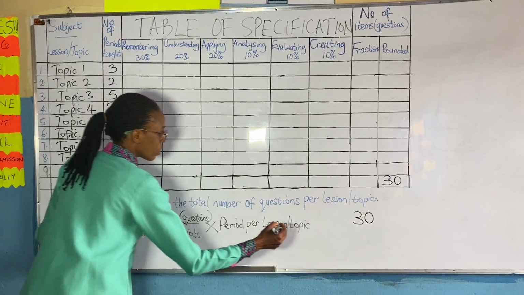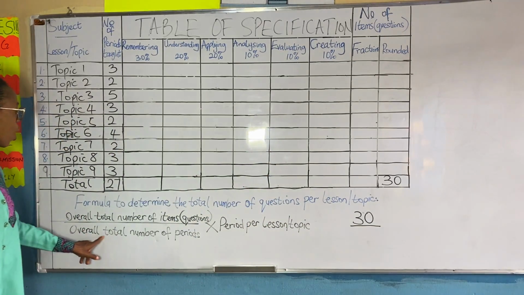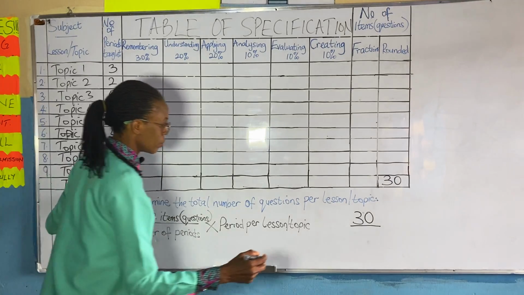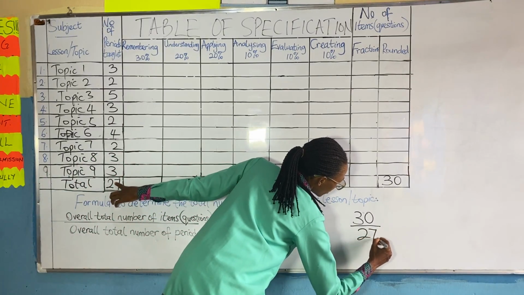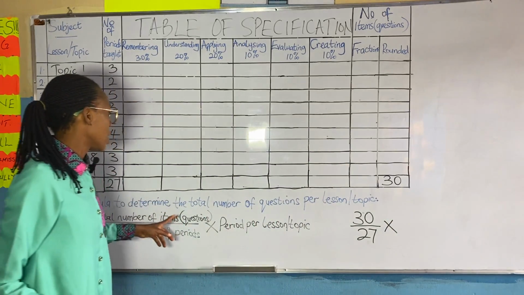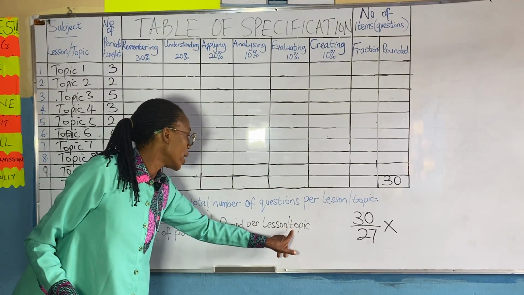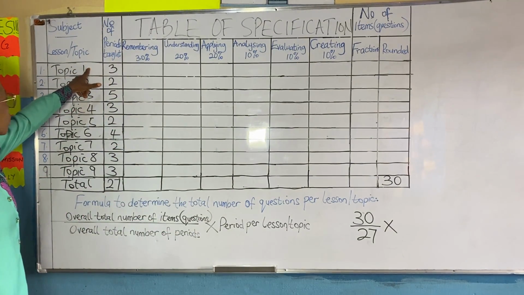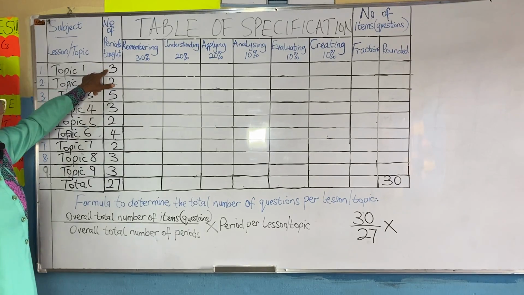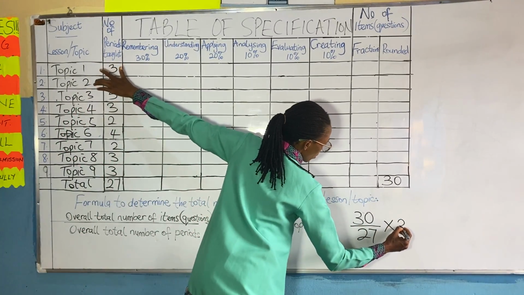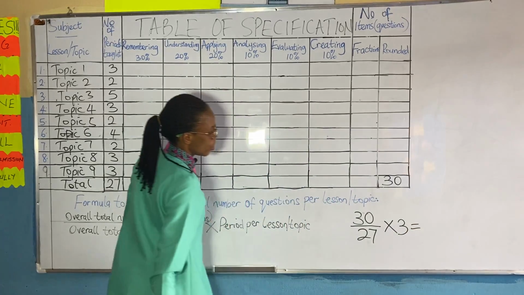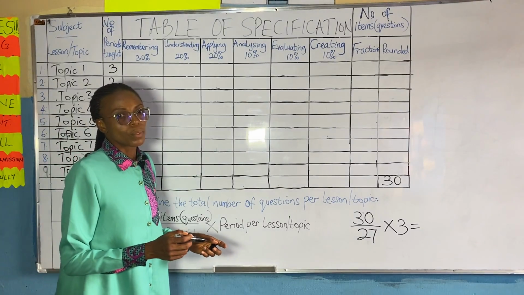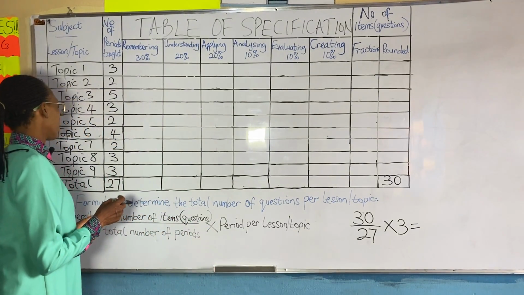Okay, overall total number of periods taught. What's the total number of periods taught? 27. You have 27 times the period per lesson. That's period per lesson. Topic 1 or lesson 1. How many periods do you have here? 3. So you say times 3. If we do this calculation, what will it give to us? What will it give to us? 9, right?